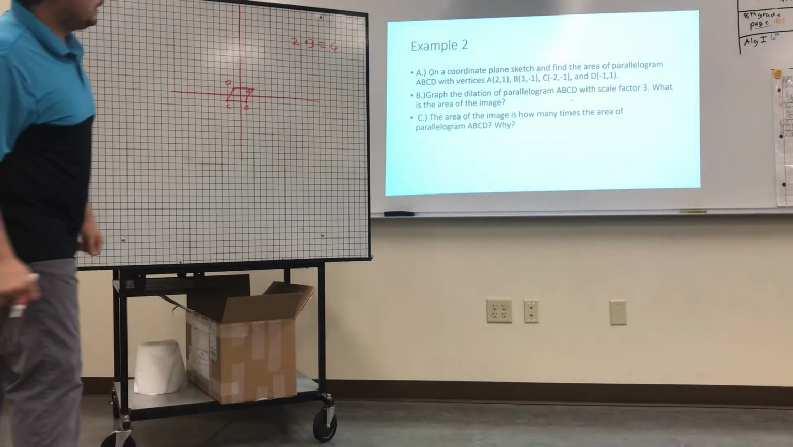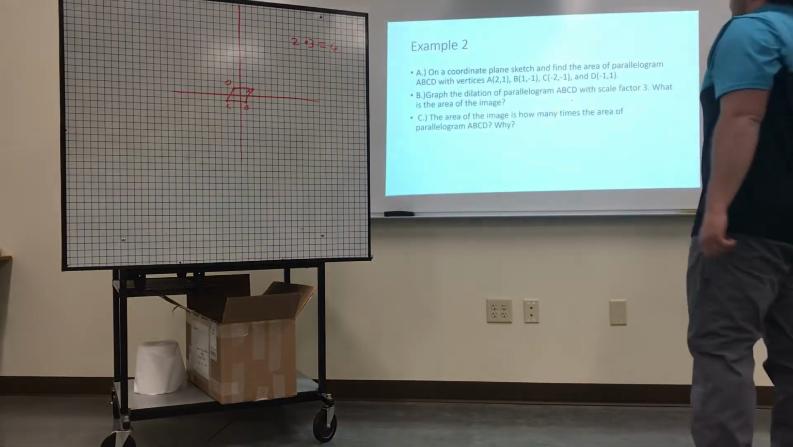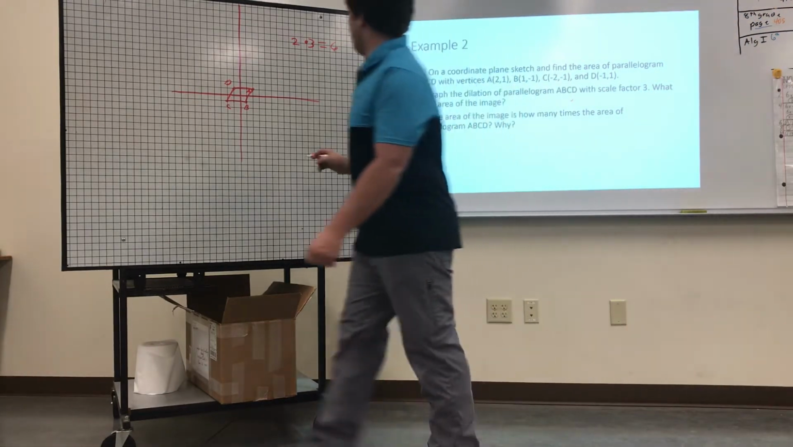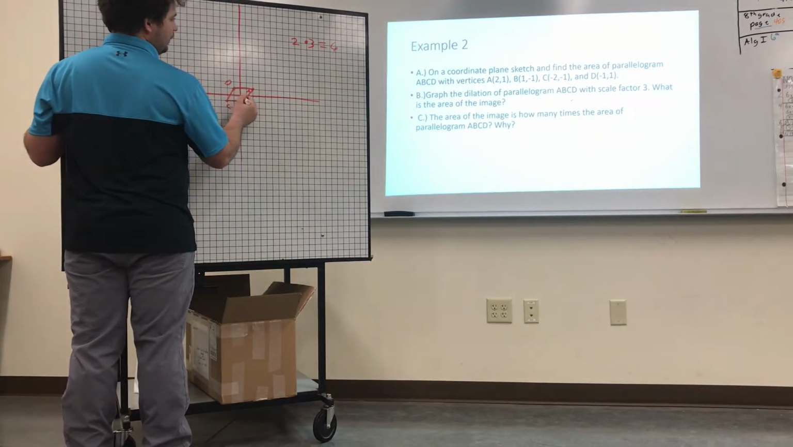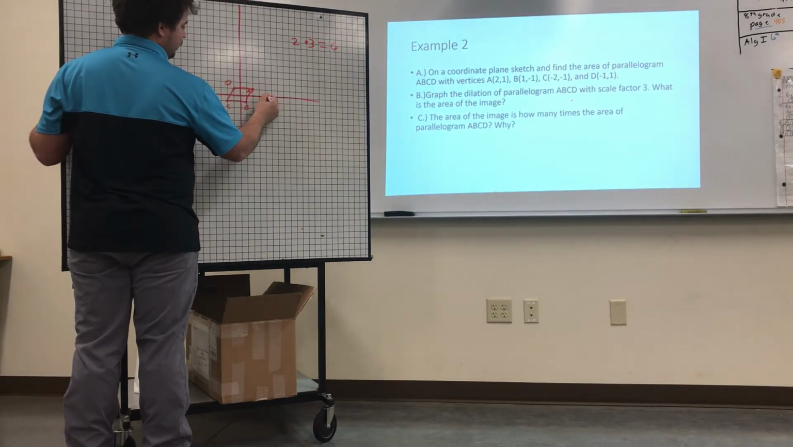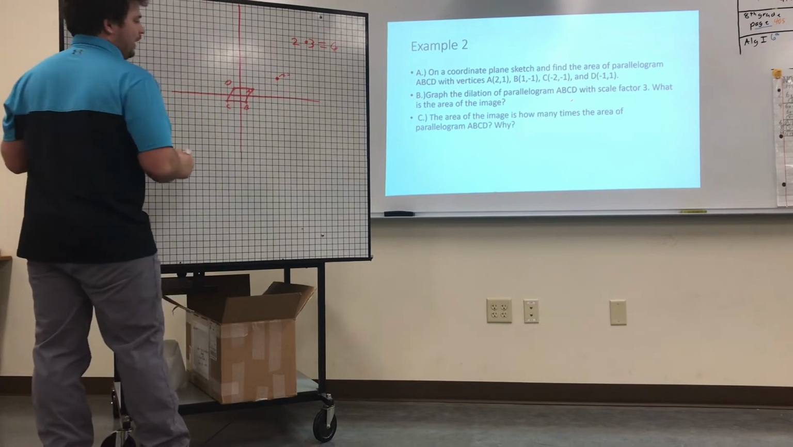Okay? Graph the dilation with a scale factor of 3. So we have to multiply each one of these by 3. So we get (6, 3). So we're going to do 1, 2, 3, 4, 5, 6. 1, 2, 3. That's my new A, and I'm going to call it A prime there.